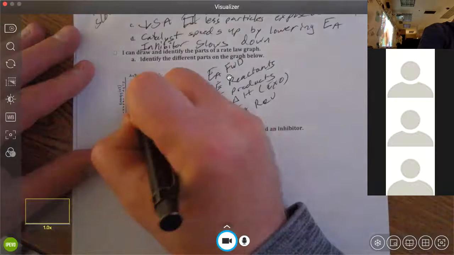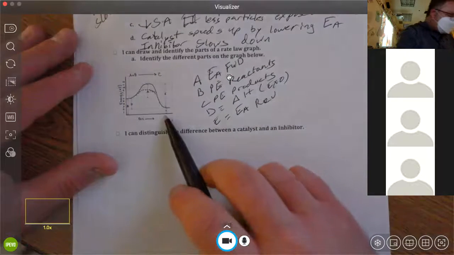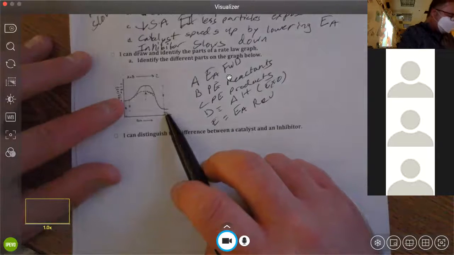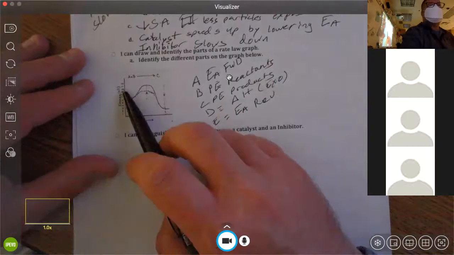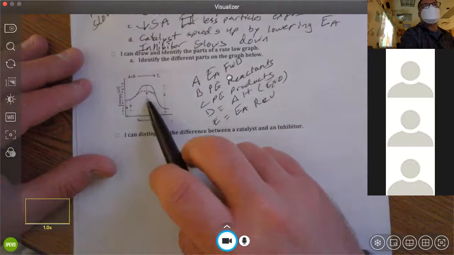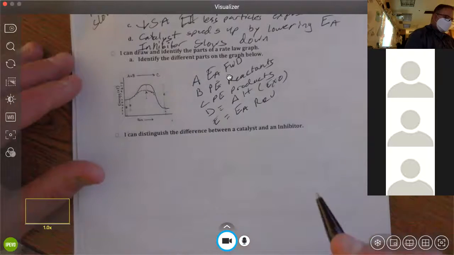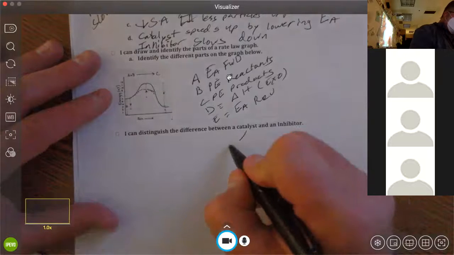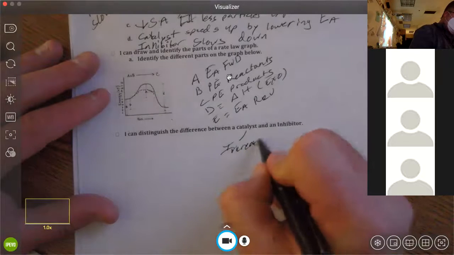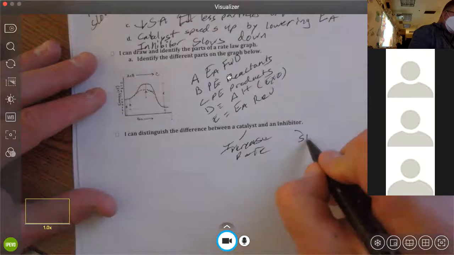If we were to have a catalyst, it would look like a dotted line. It would not affect D, which is the delta H. It would only affect the activation energy of both the forward reaction and the reverse reaction, and it would lower it. I can distinguish the difference between a catalyst, which increases rate, and an inhibitor, which slows rate.